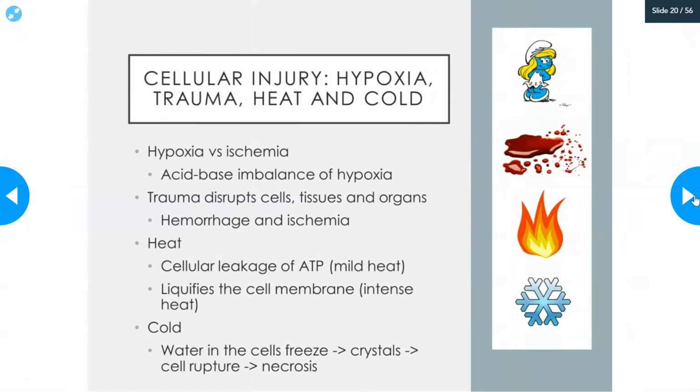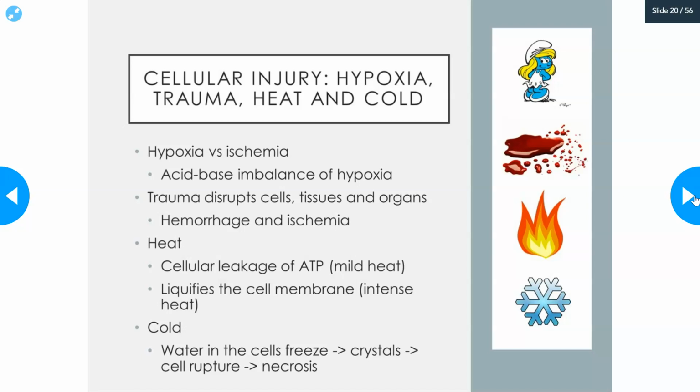So let's talk about cellular injury that can be caused by hypoxia, trauma, heat, and cold. So hypoxia versus ischemia: hypoxia is not enough oxygen. Ischemia is not enough blood flow. So obviously ischemia, not enough blood flow, would lead to hypoxia in the tissue.